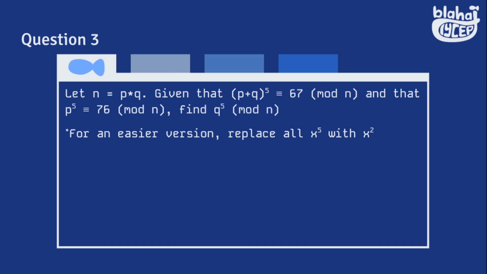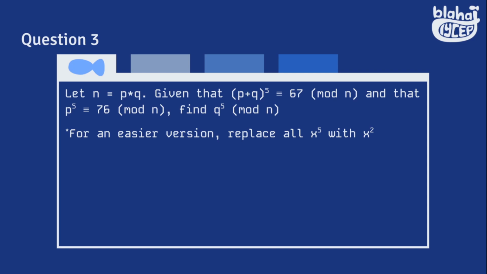So we have n equals p times q, and we know that (p plus q) to the power 5 is 67 mod n. So if you were to expand this out, we actually get this really big equation. So we have p^5 plus 5p^4q plus 10p^3q^2 plus 10p^2q^3 plus 5pq^4 plus q^5. And recall that we know that (p plus q) to the power 5 modulo n is 67, where n is p times q. So what happens when we mod n?